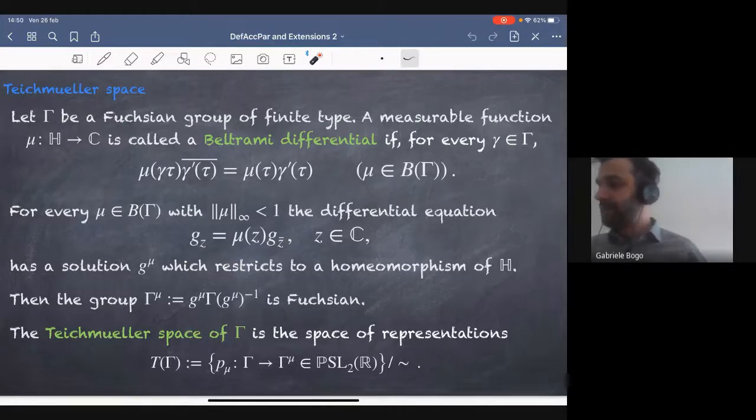And then you do this for every possible measurable function mu with this property, and for every mu you construct this group by conjugating by the homeomorphic solution to the Beltrami equation. You call the space of equivalence classes of representations constructed in this way the Teichmüller space of the Fuchsian group gamma.